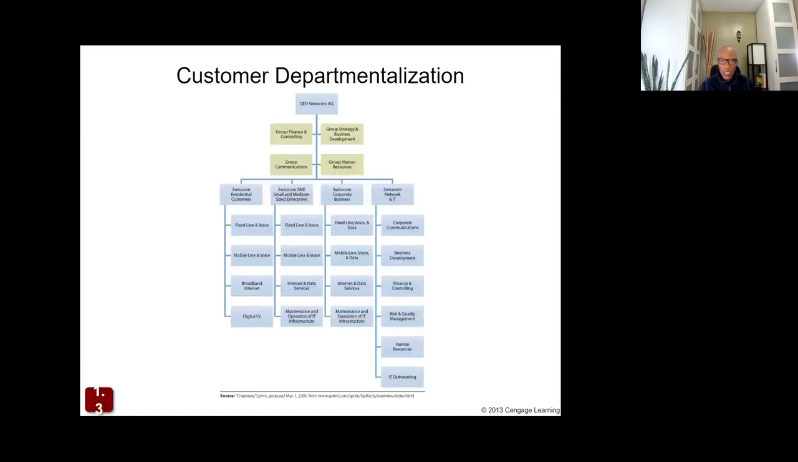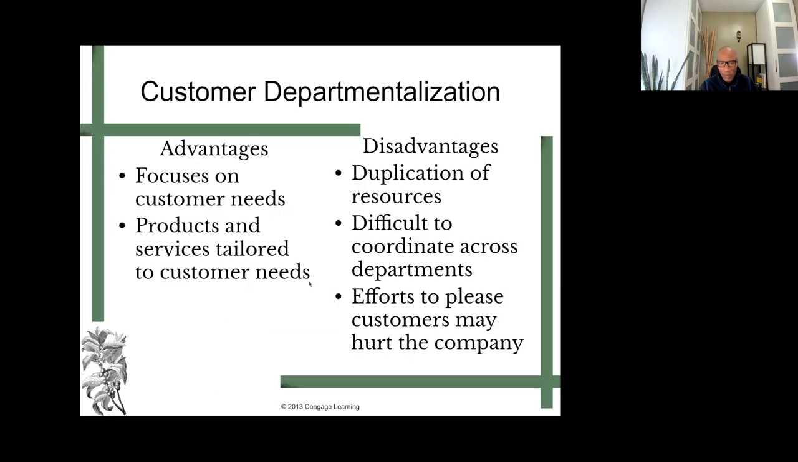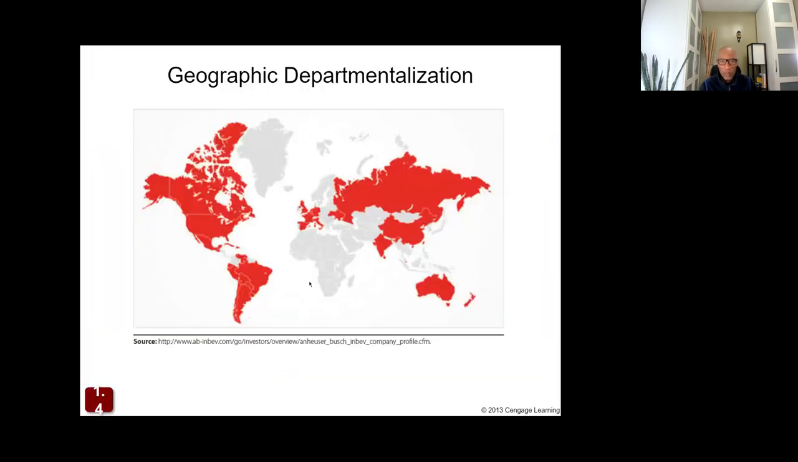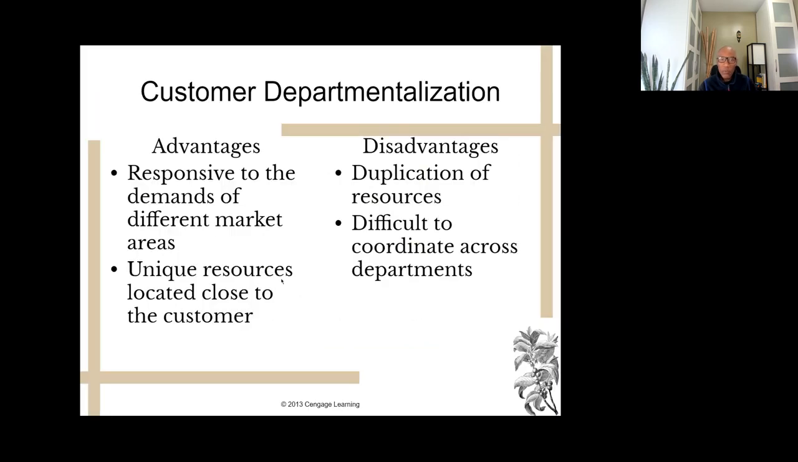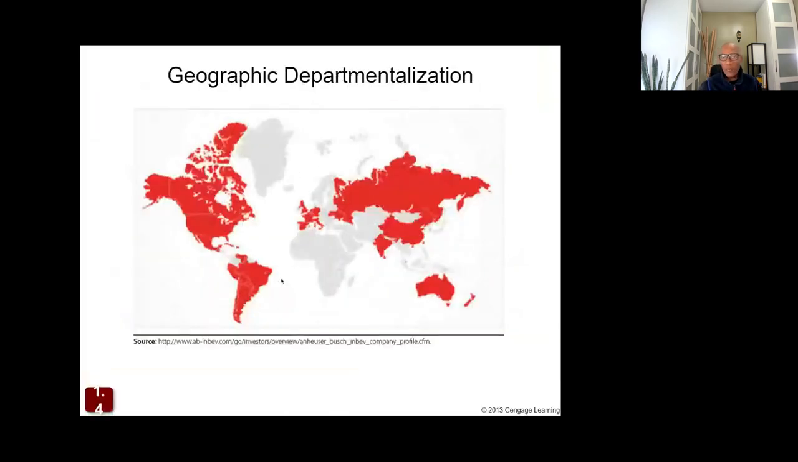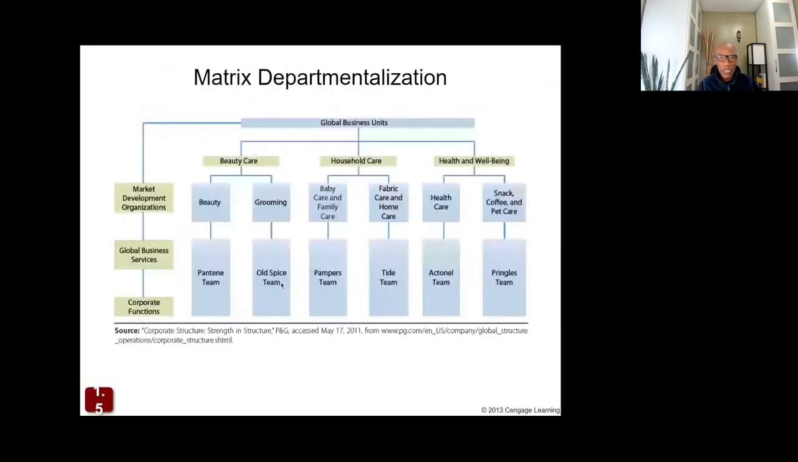Same goes for customer departmentalization, as well as geographic departmentalization. Where the major difference lies is matrix departmentalization, which is basically taking two or three of the other departmentalizations and putting them together in one. So you can see there's beauty, where you're looking at product, customer, all the unique things that might go with that.